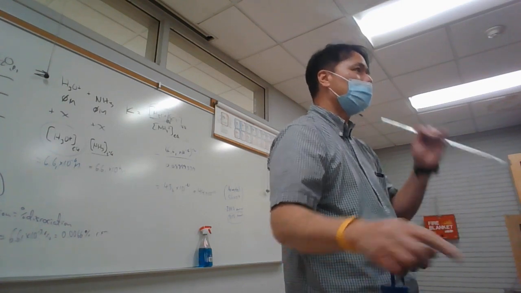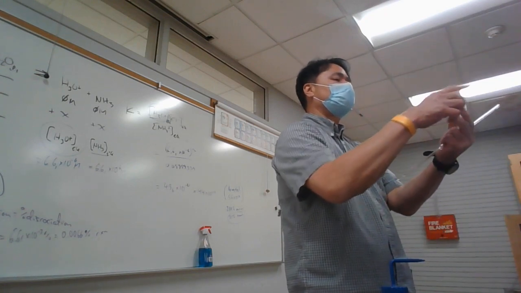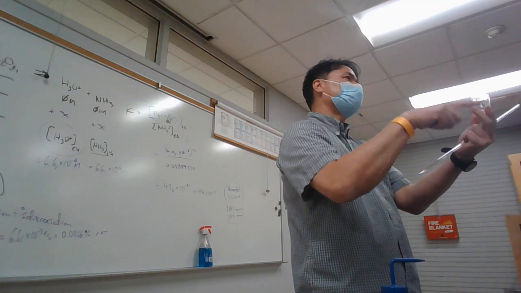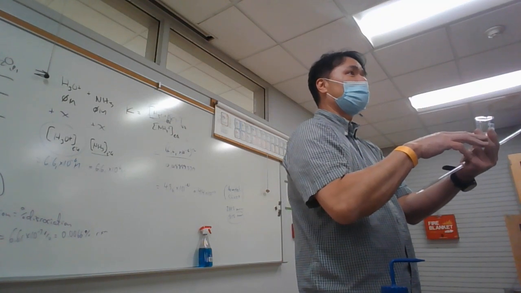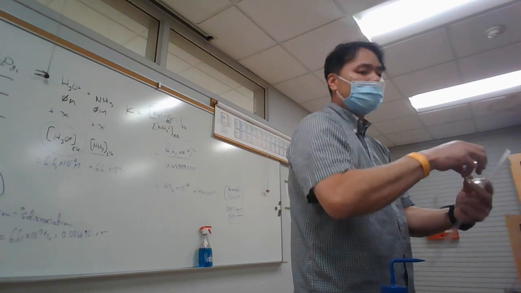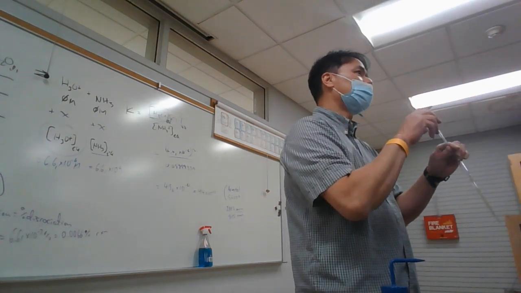Okay, so we need 2 pipettes. Those are aliquots, 2 pipettefuls of DI water. That's 10 milliliters of DI water, 10.00. And then we need 2 pipettes of ammonium chloride.